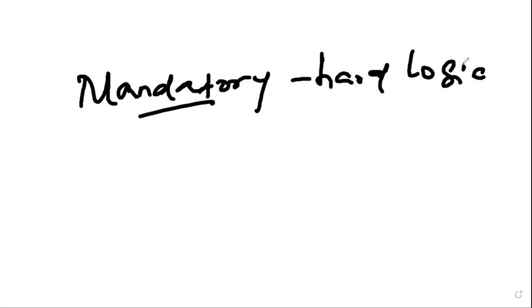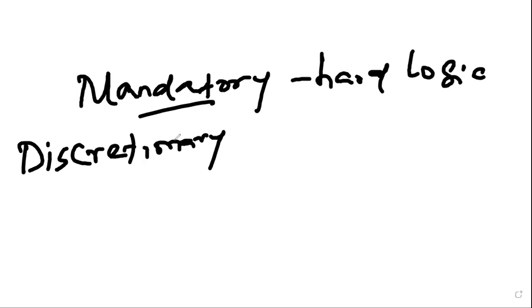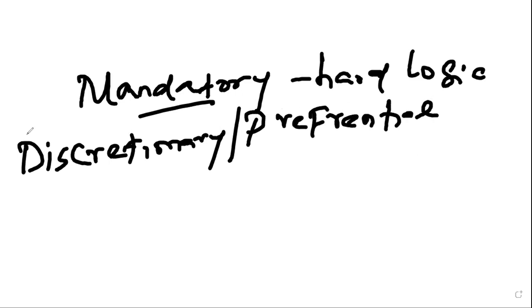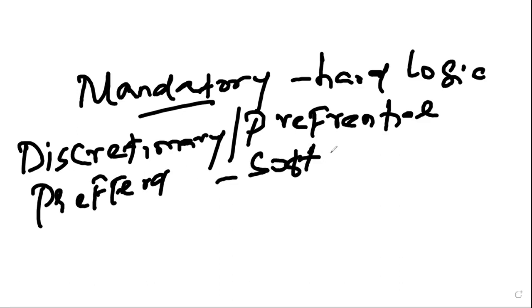Okay, hard logic. The second one is called discretionary, or it can be called preferential, or preferred logic, or preferred dependency, which can be called soft logic. So the second dependency determination will be called discretionary, preferential, preferred, soft logic.